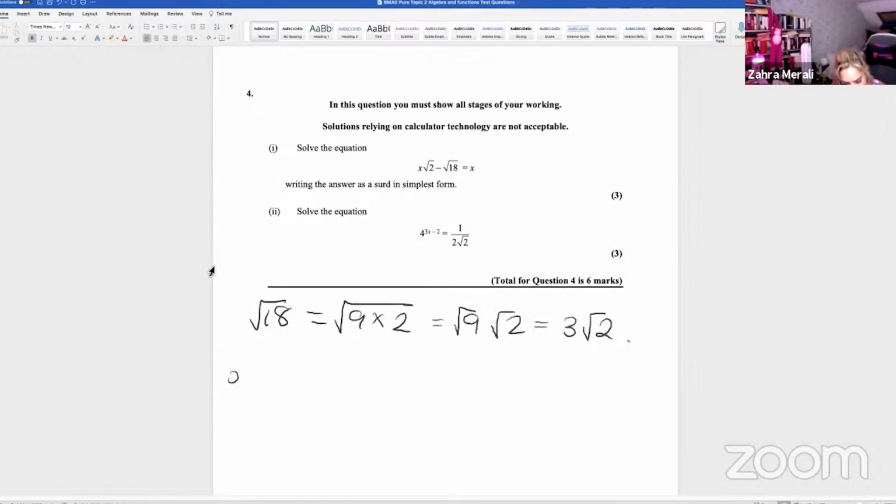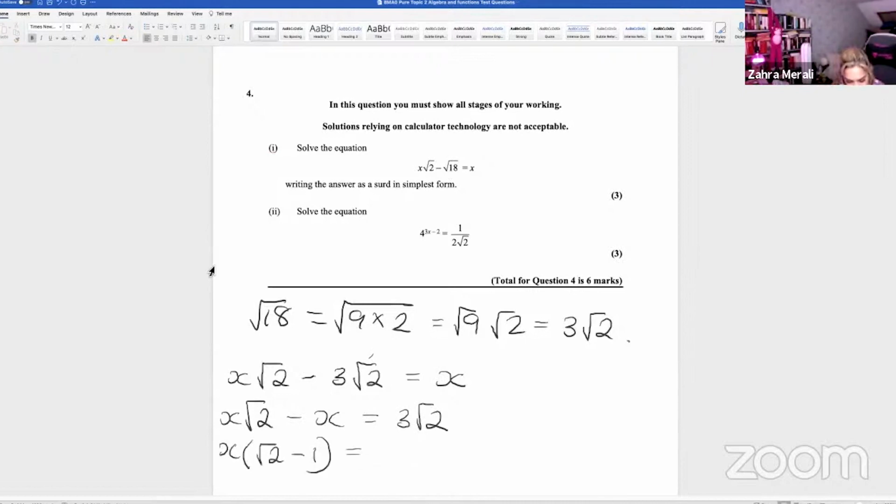So we've got x root 2 minus 3 root 2 equals x. If we were solving this like as an algebraic function, put all the x's on one side. So x root 2 minus x equals 3 root 2. Move the 3 root 2 to the other side. Take x outside the bracket. We get root 2 minus 1. Divide both sides by root 2 minus 1. So we get 3 root 2 over root 2 minus 1.